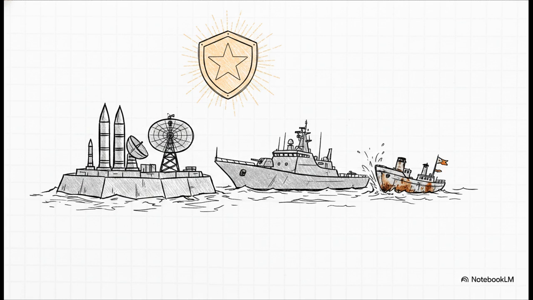Take the recent confrontations at the Second Thomas Shoal, for example, where China blocked the resupply of the grounded Philippine ship, the Sierra Madre. Plus, there's a constant Coast Guard presence dominating Scarborough Shoal. The real danger here: these localized clashes could easily escalate and inadvertently trigger the U.S.-Philippines Mutual Defense Treaty.